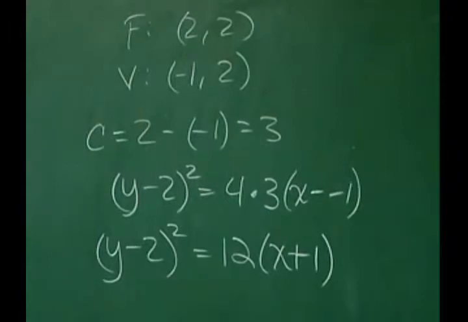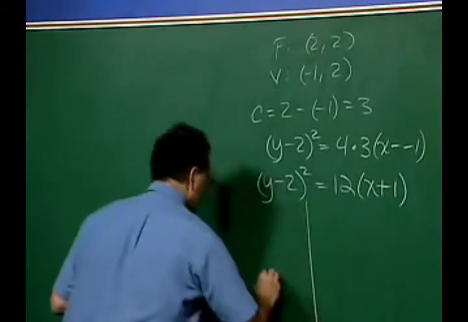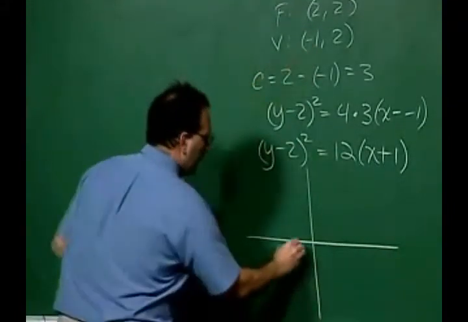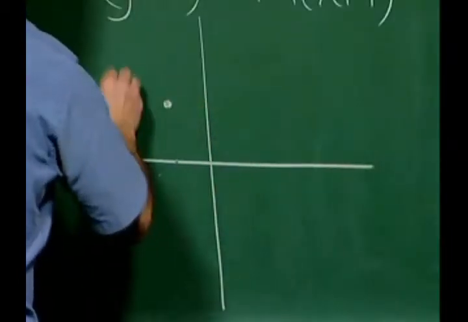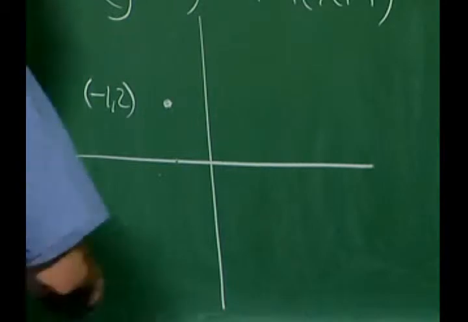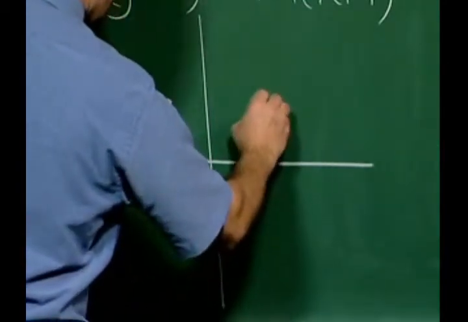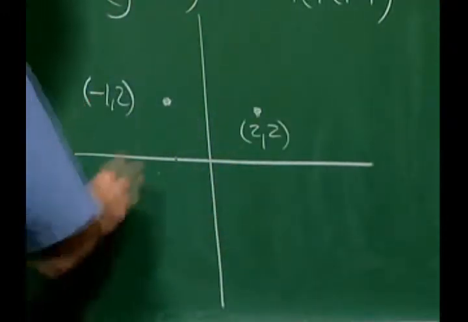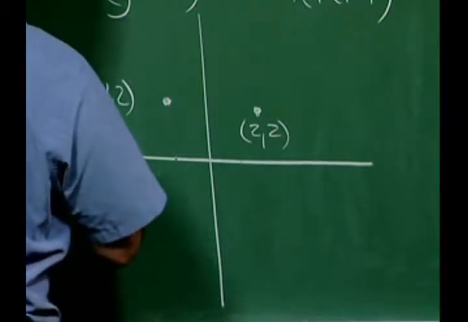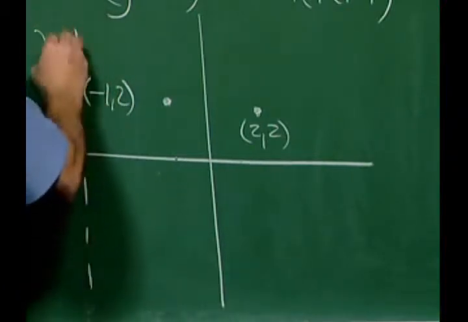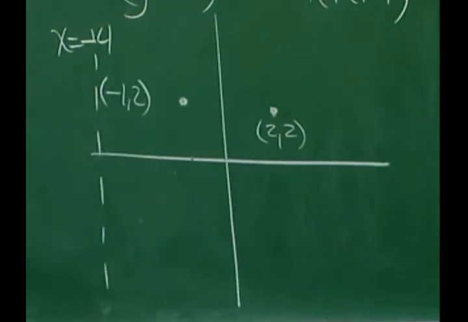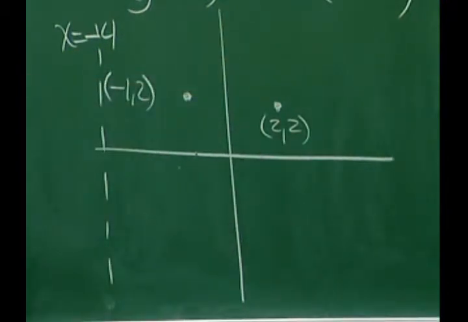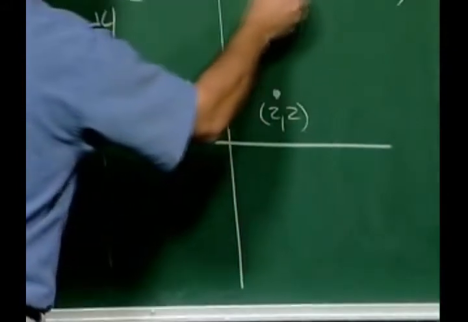To graph that by hand, the vertex is (−1, 2). The focus is (2, 2). The directrix would be back here at x = −4. And our parabola, as we said, would be opening to the right-hand side, and that would then look like this.